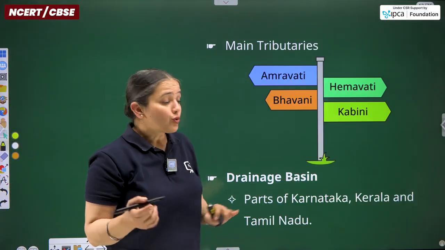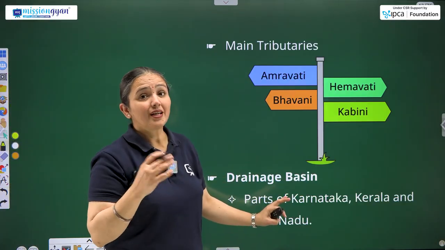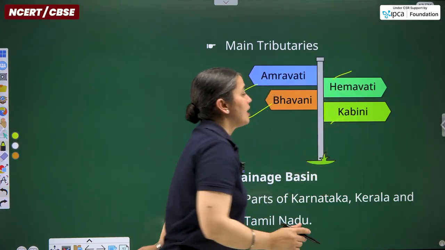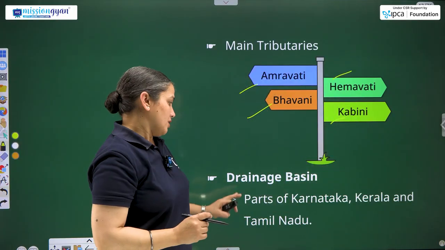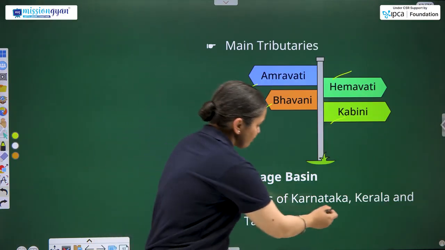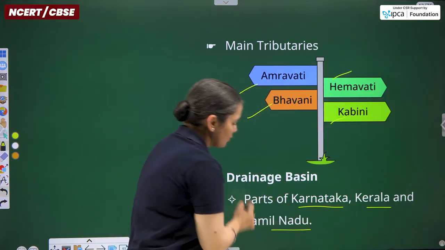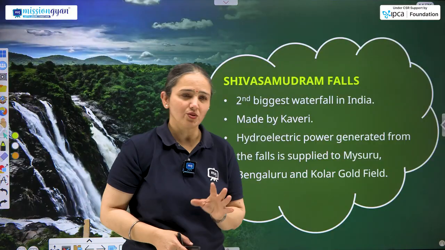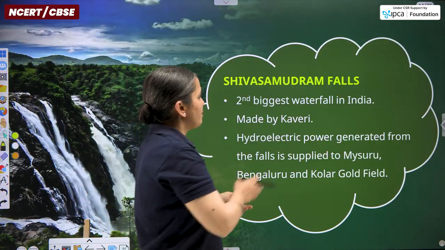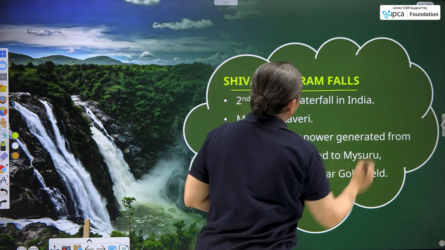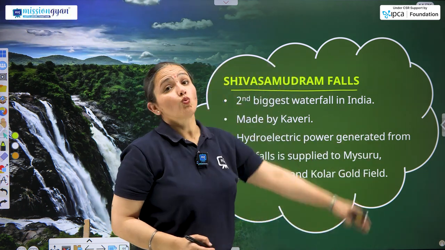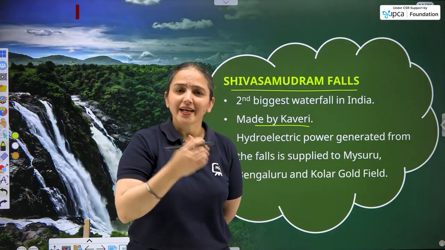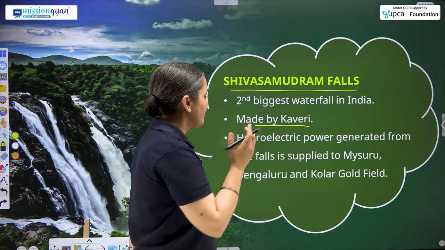Talking about its main tributaries and the drainage basin it covers and shares. Amravati, Bhavani, Hemavati and Kabini are its tributaries, and it covers the regions of Karnataka, Kerala and Tamil Nadu. So we can say the extreme southern part, because these three states are the extreme southern ones. Then we have a particular term, Shiv Samudram Falls, the second biggest waterfall in India, made by the Kaveri River.